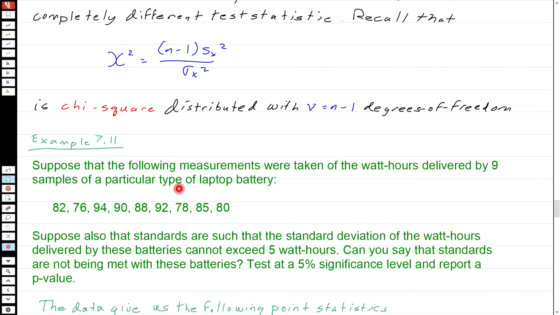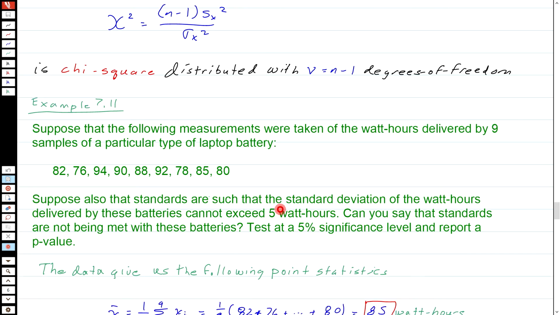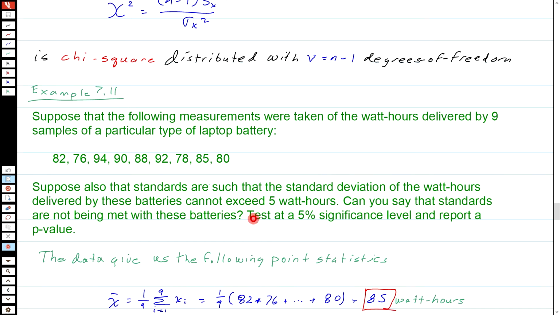Let's suppose that we take the following measurements of watt hours delivered by 9 samples of a particular type of laptop battery. And so I got 9 samples here, 1, 2, 3, 4, 5, 6, 7, 8, 9. And suppose also that standards are such that the standard deviation of the watt hours delivered by these batteries cannot exceed 5 watt hours. That standard deviation cannot exceed 5. Can you say that the standard are not being met with these batteries? Test at a 5% significance level and report a p-value.